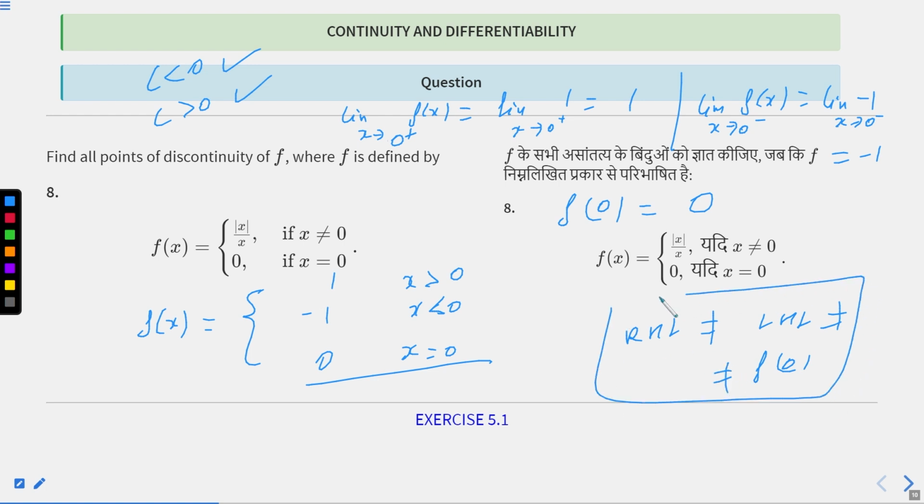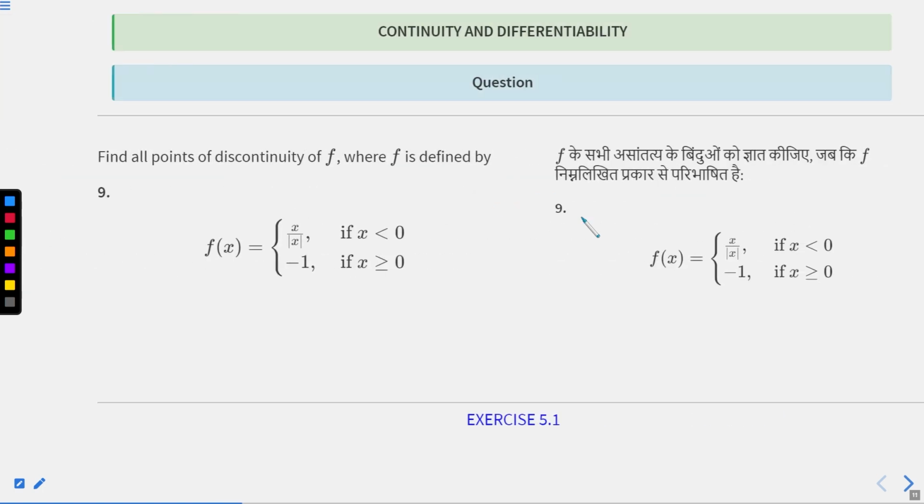So no values are equal to each other, this means not continuous. This means the point of discontinuity will be only x is equal to 0. Okay, x is equal to 0 will be the only one. Now let us move to the next problem, problem number 9.